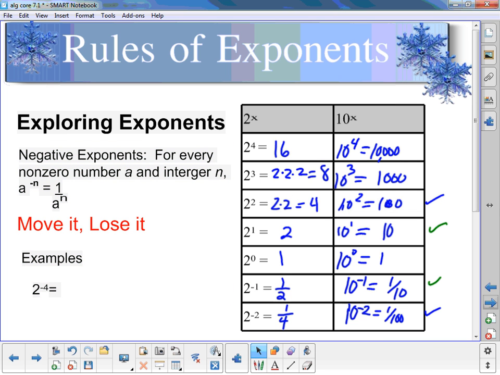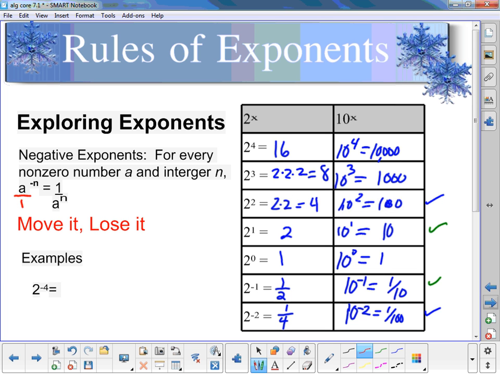So negative exponents: for every non-zero number a, and integers n. So it's just saying this works for anything. If you have a number or a variable raised to a negative n, then, you know how we do flip it and switch it? This is another flip it and switch it. So this was over 1, we could have written it. So now I'm going to flip it. It was in the numerator, and now it has to go to the denominator. And the exponent was negative n, and we switch it to n.